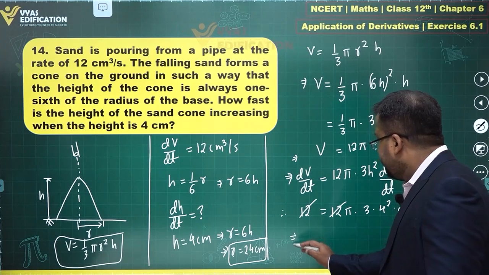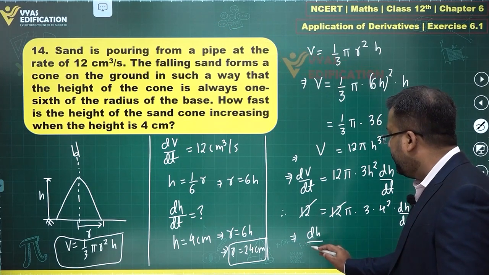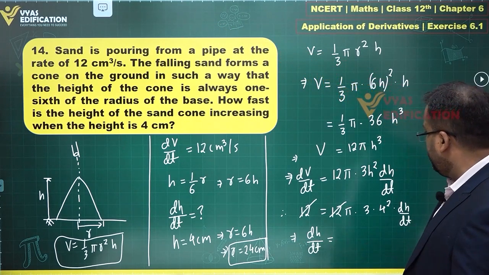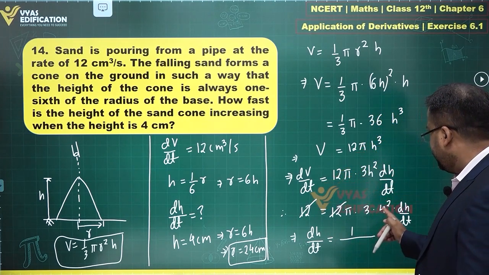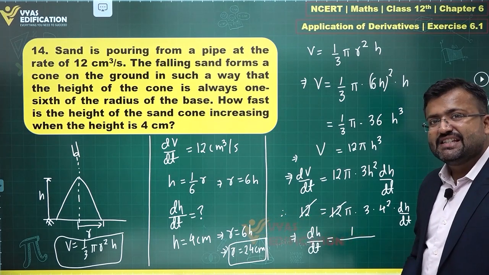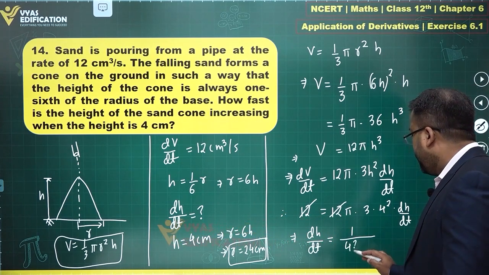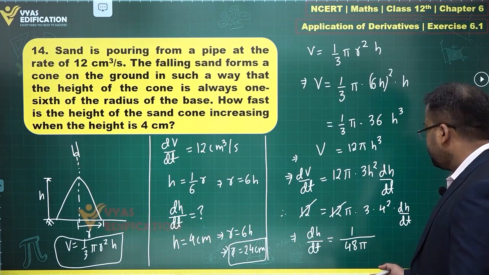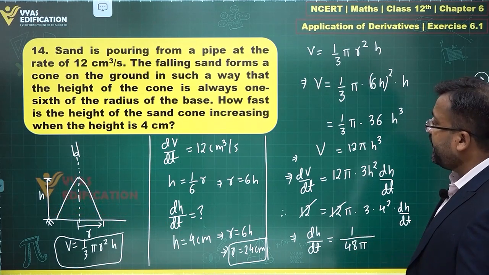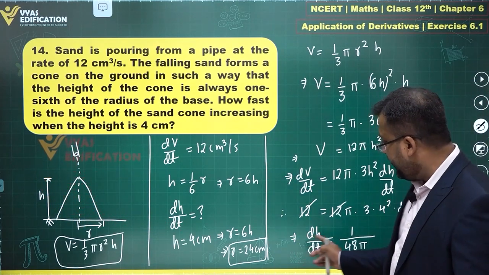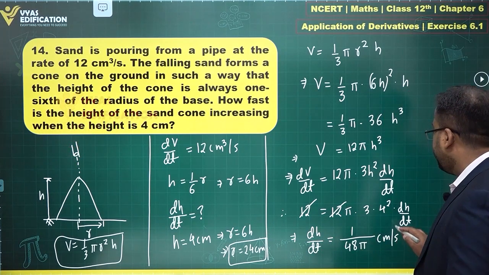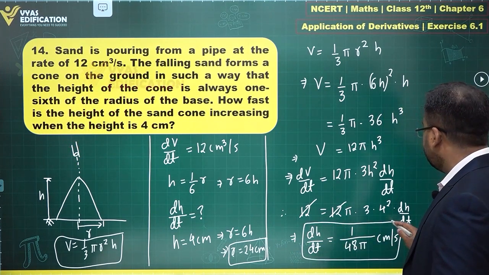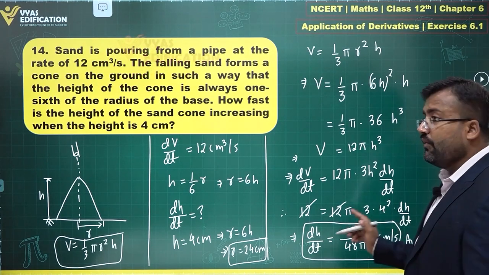This implies dH upon dt is equal to 1 upon pi times 3 times 16. 16 times 3 is 48. This becomes 48 pi. Yes. This is 1 upon 48 pi. And h is in centimeter, this is in seconds. So the answer will be centimeter per second. This is the final answer for this question.